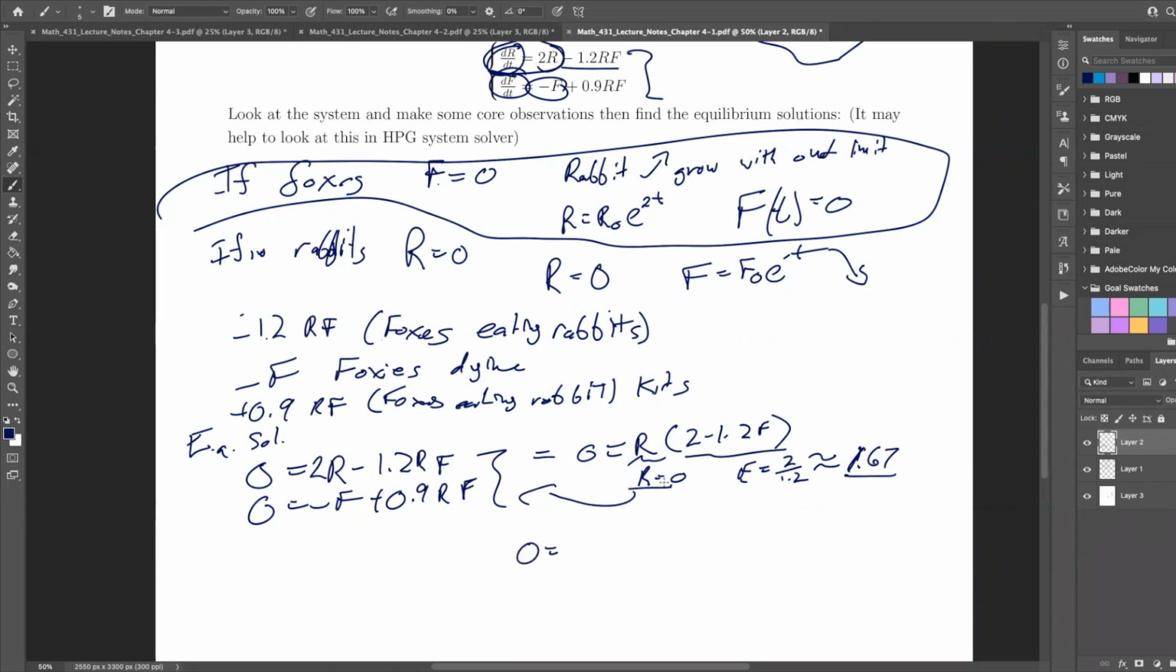So here I'm going to do the first one. So here I'll have r equal to 0. So this will be minus f plus 0.9rf. But in this case, we're going to plug in a 0. And at this point, this is 0. So I have f is equal to 0. And so I have the equilibrium point 0, 0. Here, I'm also, if I plug in 1.67, so here if I have 0, this is equal to, if I plug this in, this is 0 minus 1.